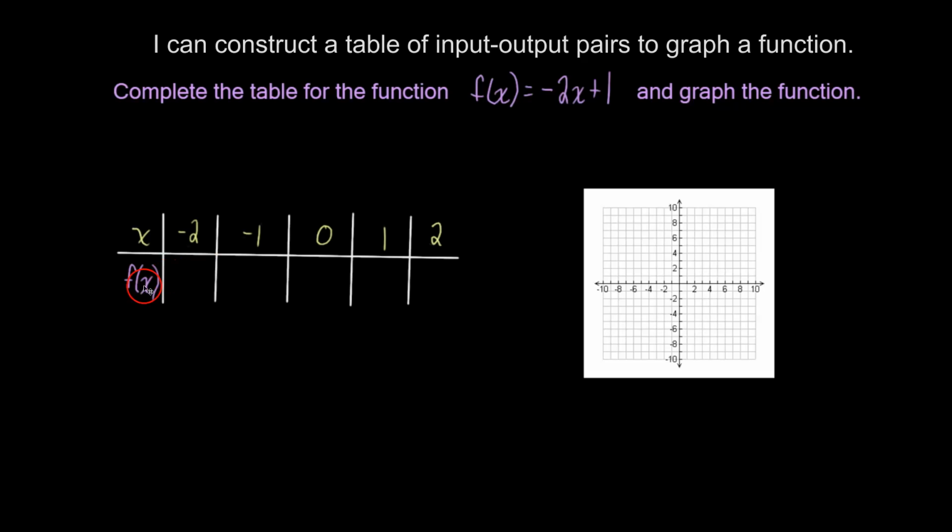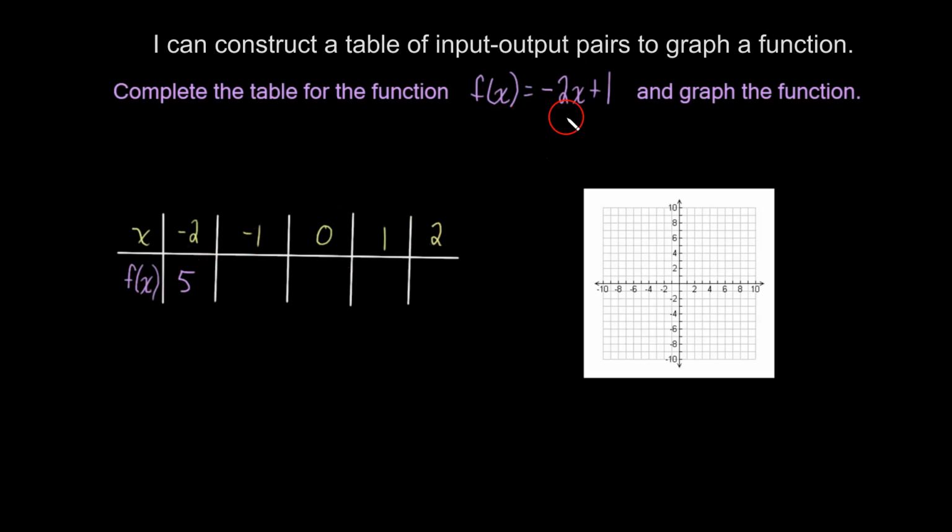So we're given this table over here and it asks us to fill out this table and then graph it using the table here, okay? So if we were to plug negative 2 into this function right here, we get negative 2 times negative 2. That would be 4. 4 plus 1 is 5. So our f of x would be equal to 5.